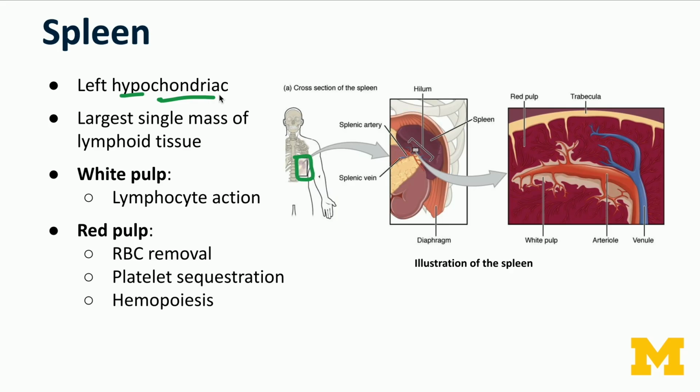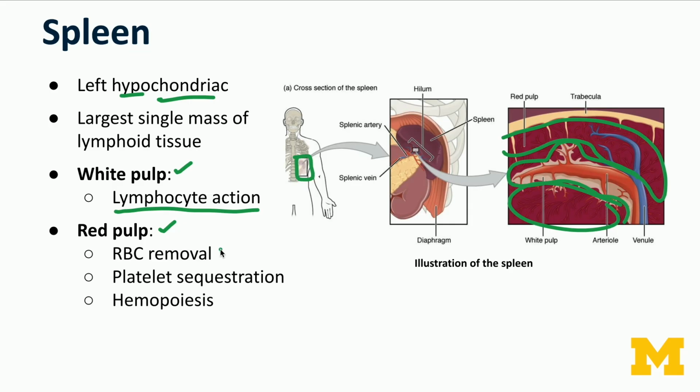It's organized into an organ, and that organ has two distinct pulps to it, both a white pulp and a red pulp. So if we were to look at this on a much enlarged scale, we can see that white pulp surrounds the arterial portion of the organ, and this is where we'll have immune responses. So lymphocyte action occurs in the white pulp, whereas the red pulp surrounds the white pulp. And the red pulp is more important to the cardiovascular system.